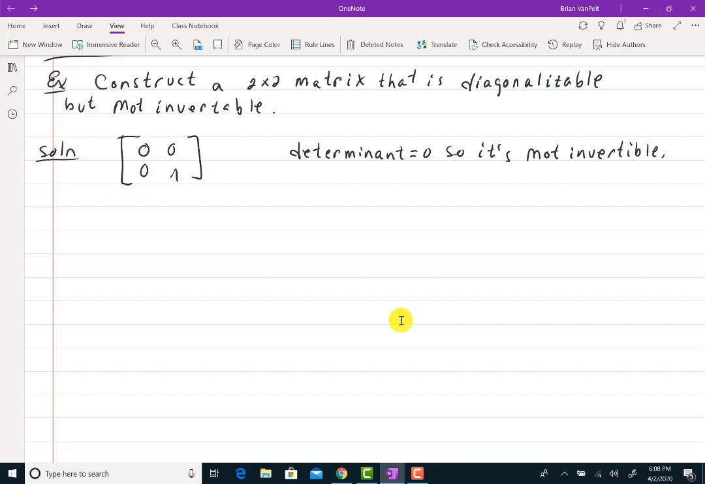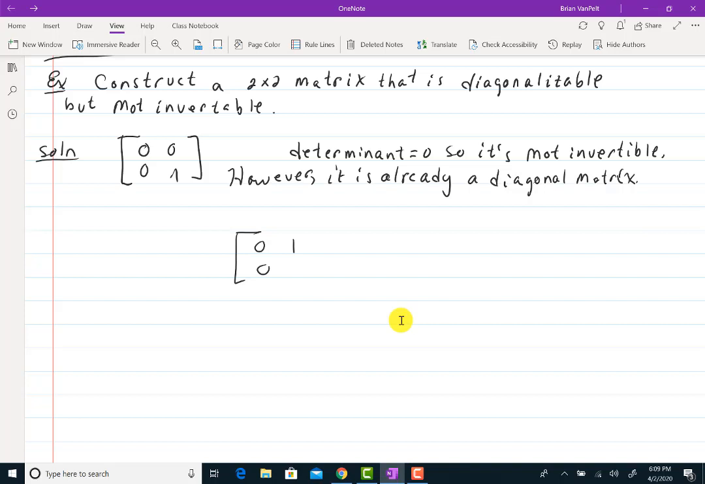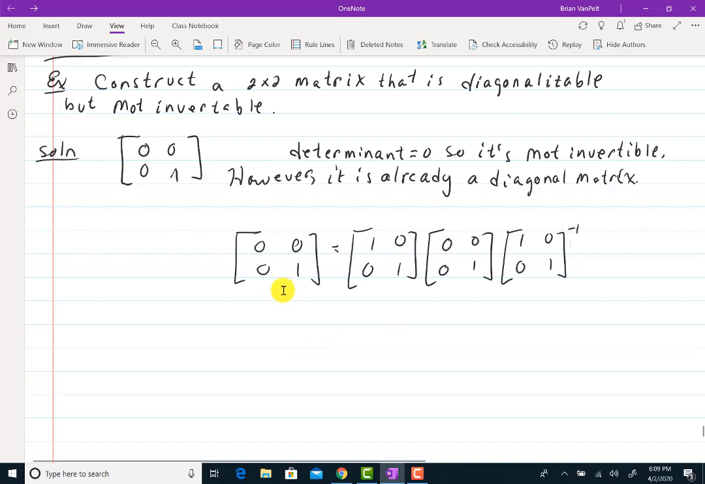However, it's already a diagonal matrix. So it's diagonalizable. If you really want to see why a diagonal matrix is that way, we could do this. 0, 0, 1. I put the 1 in the wrong place. 0, 1. The easiest thing then is to just do the identity matrix. And the inverse of the identity matrix is the identity matrix still. But you can see then not only is it a diagonal matrix, it is equal to this breakdown that shows it's diagonalizable anyways. Diagonal matrix is automatically diagonalizable.